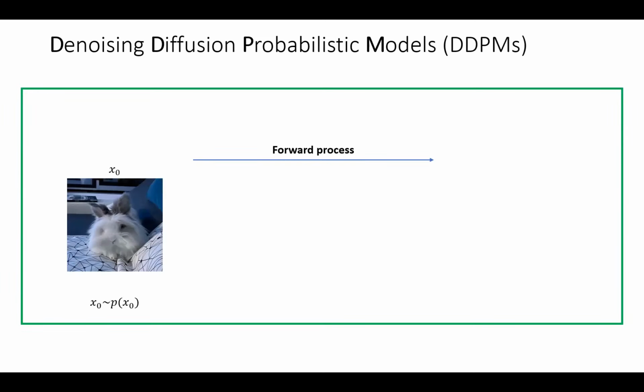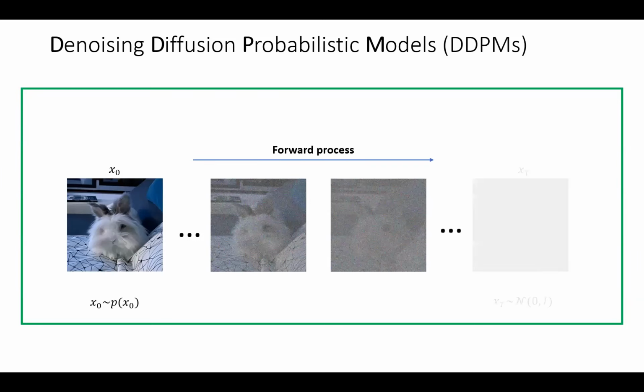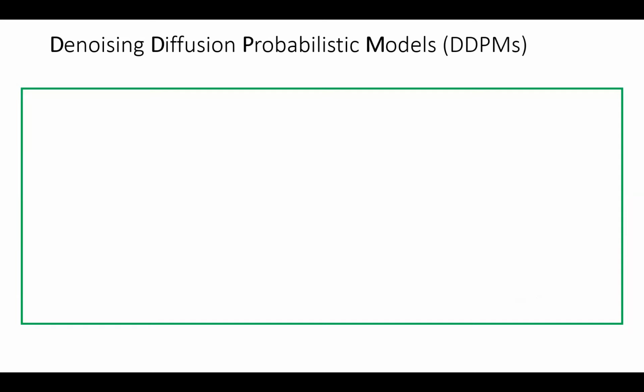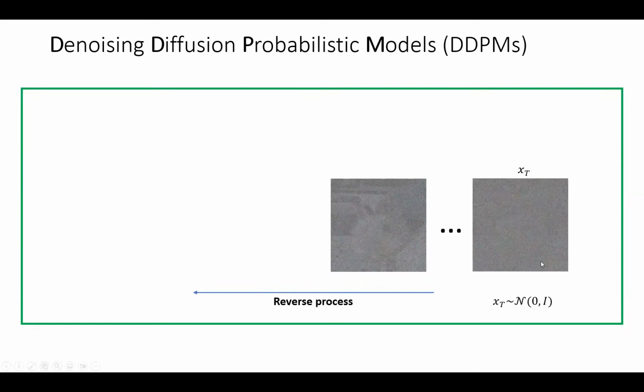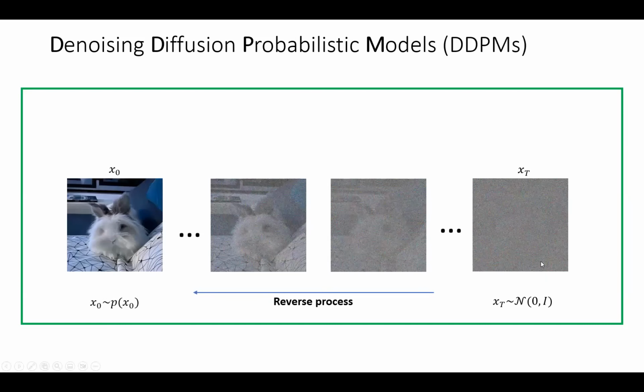So we have an image X0, which we sampled from the original distribution, the training data, and we gradually add noise, and we come up with this image, which is complete noise. And this is a Gaussian distribution. The mean is 0, and the covariance matrix is the identity. So then we have the reverse process, where we start with the Gaussian distribution and gradually remove noise, and we end up with a sample from the original distribution, which looks like the image.